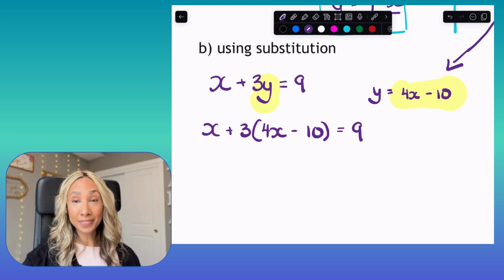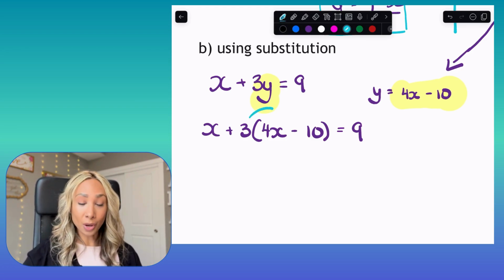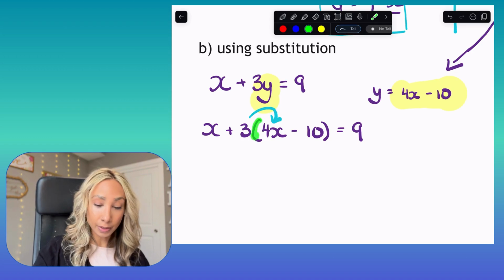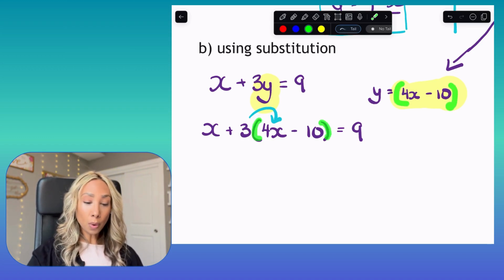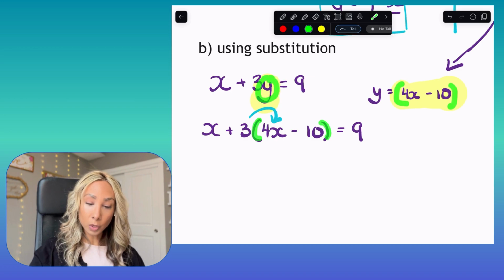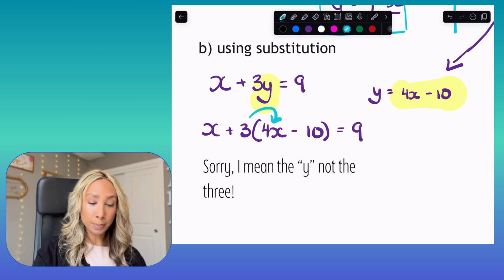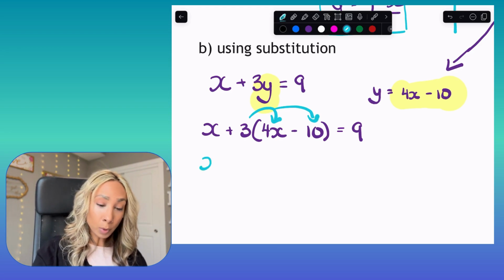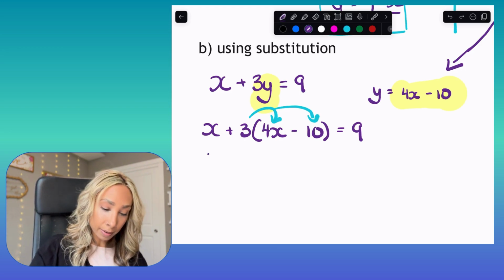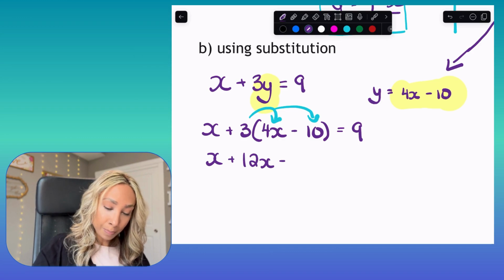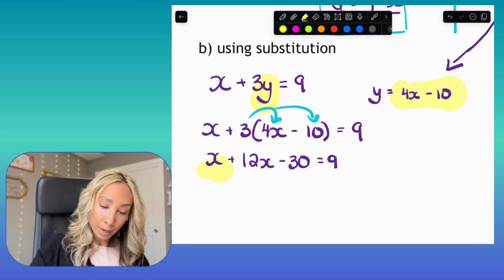Okay, so I hope that this looks familiar because what we can do now is just solve for x. I'm going to walk you through the algebra because like I said, sometimes this gets a little confusing for people. I gave this equation a little bracket indicating that this was replaced by this. So the whole thing we know is being multiplied by 3. I'm going to go ahead and rainbow that in. And then like I said last time, we are going to rewrite everything. So x plus 12x minus 30 equals 9.